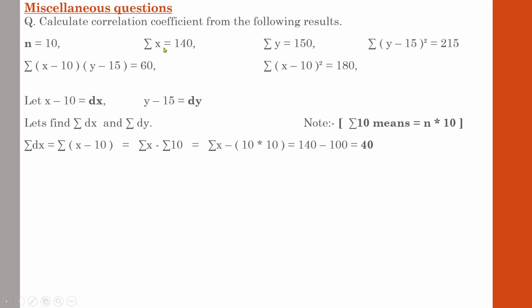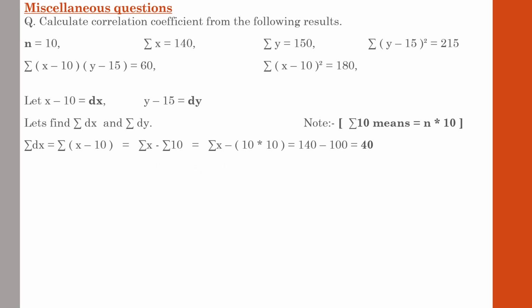And sigma x is already given in the question. See, sigma x is 140. So 140 minus 10 into 10, which is 100, you get 40. 40 is sigma dx. It's an application level question. Just try to understand the steps.